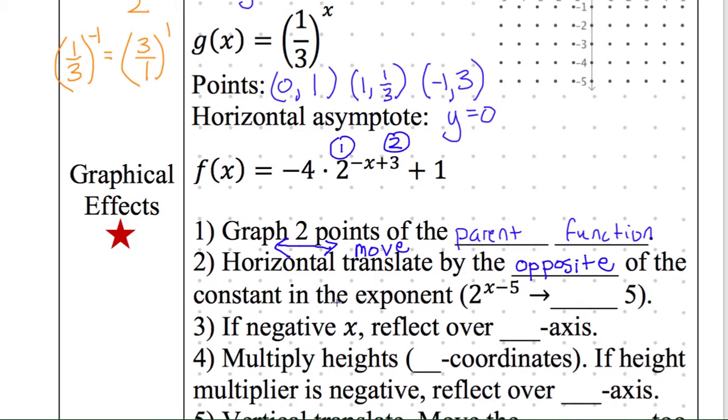I said left. Yes, I got left. So normally I would go right because plus 3, but because it's the opposite of whatever's up here, I'm going to go left 3. So here's an example. If I did x minus 5, that would be right 5. Write it down.